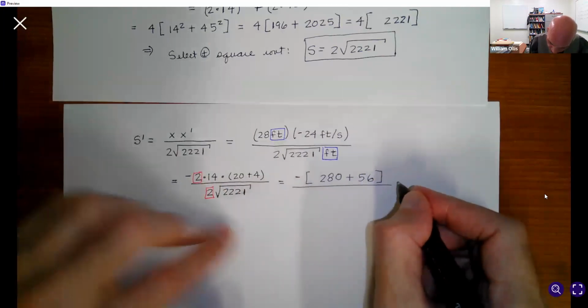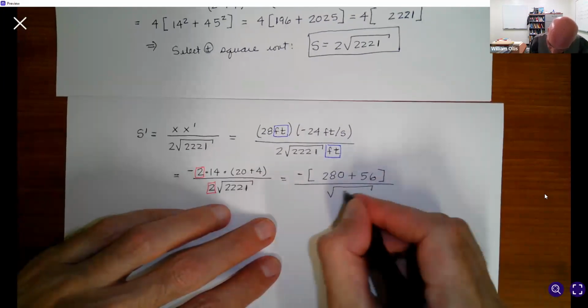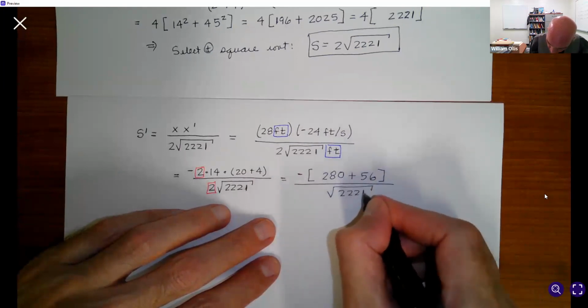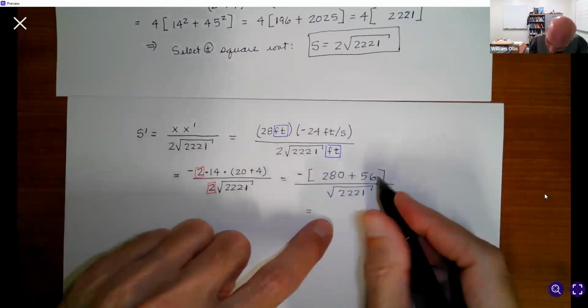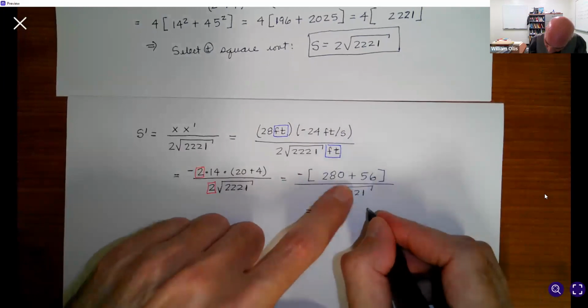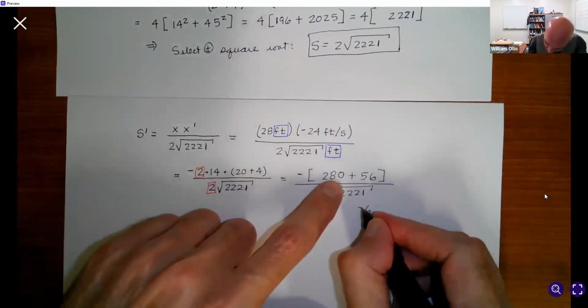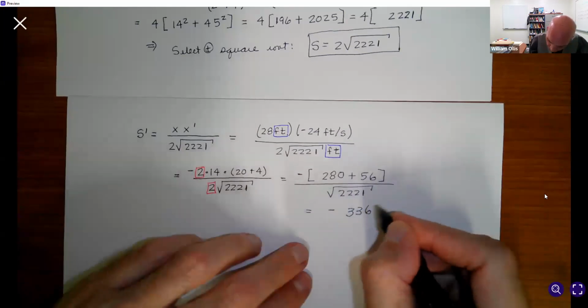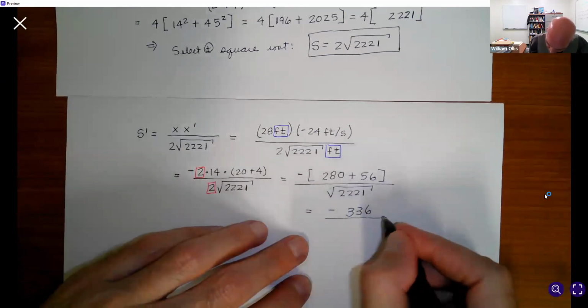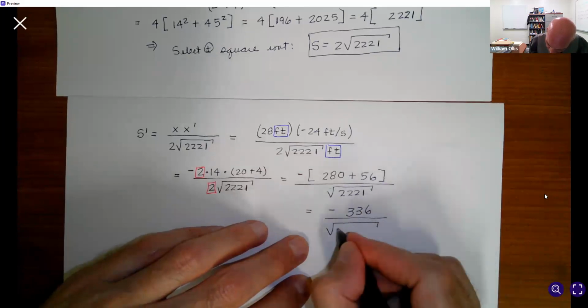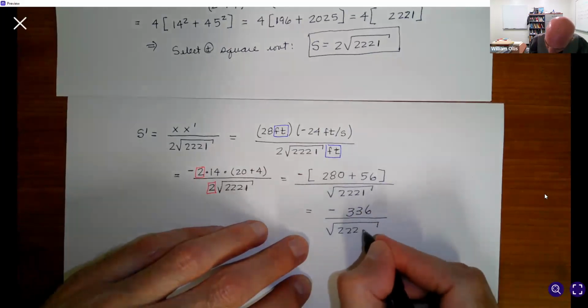And of course, the 2's absorbed. So we have what? 2, 2, 2, 1. And then when we add, we get what? We've got a negative. So we've got a 6, and then we've got a 13, and then a 1. So a negative 336 divided by square root of 2, 2, 2, 1.